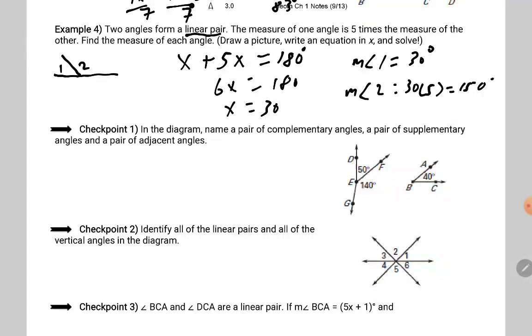Alright, in the diagram, name a pair of complementary angles, a pair of supplementary angles, and a pair of adjacent angles. So adjacent angles are angles that are next to each other. They're kind of like linear pairs. So they're just angles that are next to each other. So angle 1 and angle 2 from the previous example are considered adjacent, but they're also a linear pair because they add up to 180.